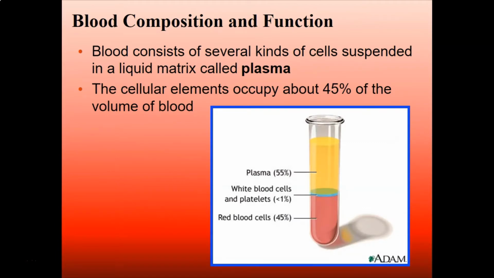So blood consists of several kinds of cells suspended in a liquid matrix called plasma. The cellular elements occupy about 45% of your blood, okay? And as you can see here, out of that percentage, almost all of it are red blood cells. And then you have some white blood cells and some platelet fragments as well.